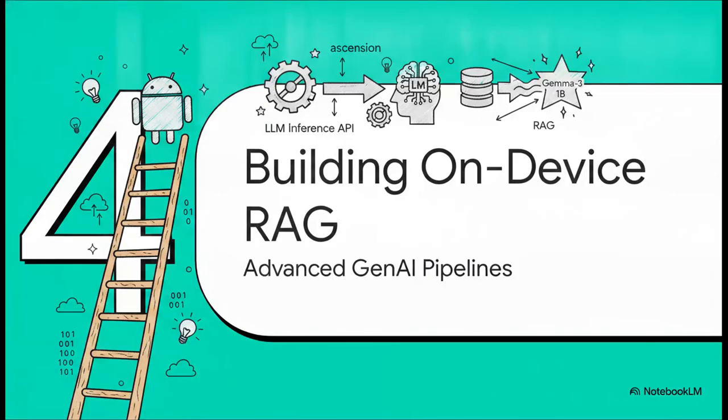All right, Section 4, Building On-Device RAG. Delving into advanced generative AI pipelines. Now it's time to ascend to the absolute cutting edge of our complexity ladder. We're setting up a Retrieval Augmented Generation pipeline locally using the LLM Inference API and Gemma 3.1b.